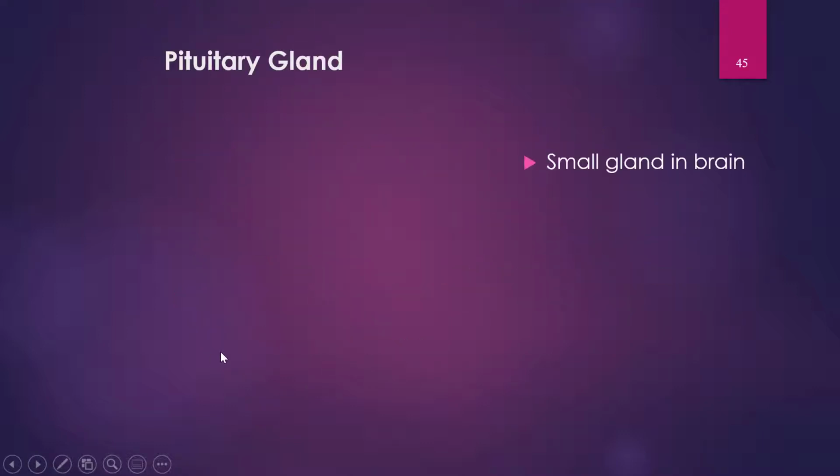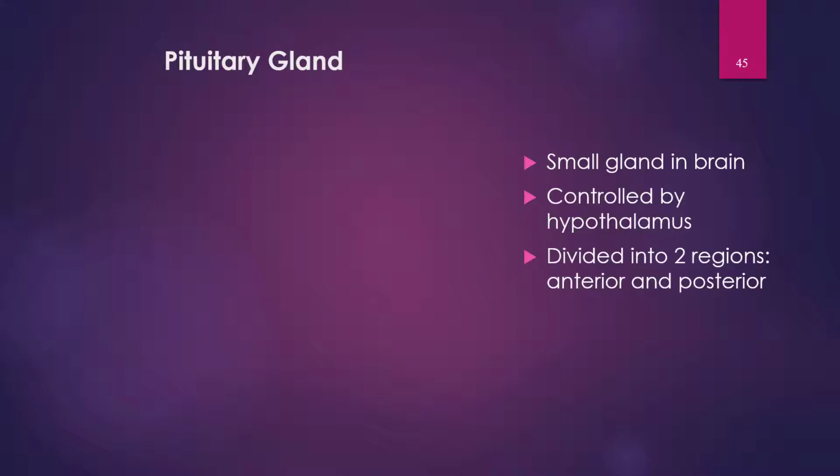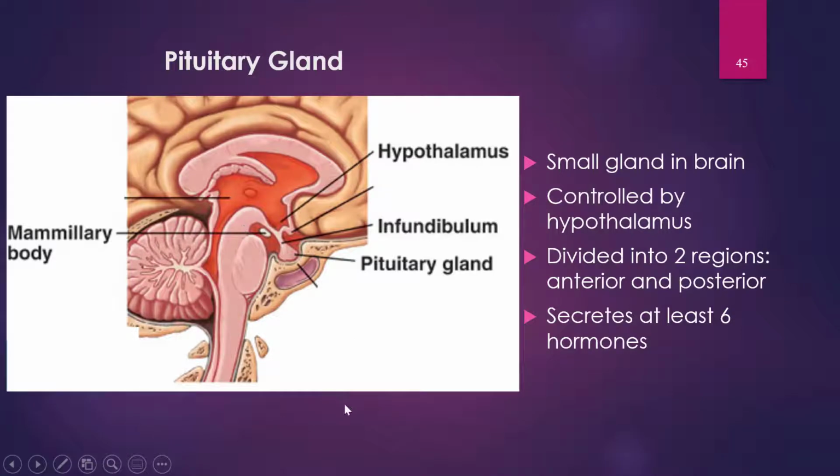The pituitary gland is a small gland. We're now going to get into the different glands, okay? It's a small gland in the brain, controlled by the hypothalamus. It is divided into two regions, the anterior and the posterior pituitary, and it secretes at least 6 hormones. I want you to know that the anterior pituitary is a real gland, and the posterior pituitary is not a real gland. It's a mere storage organ for 2 hormones, the ADH, or antidiuretic hormone, and the oxytocin that are produced by the hypothalamus. So here's actually your pituitary gland.